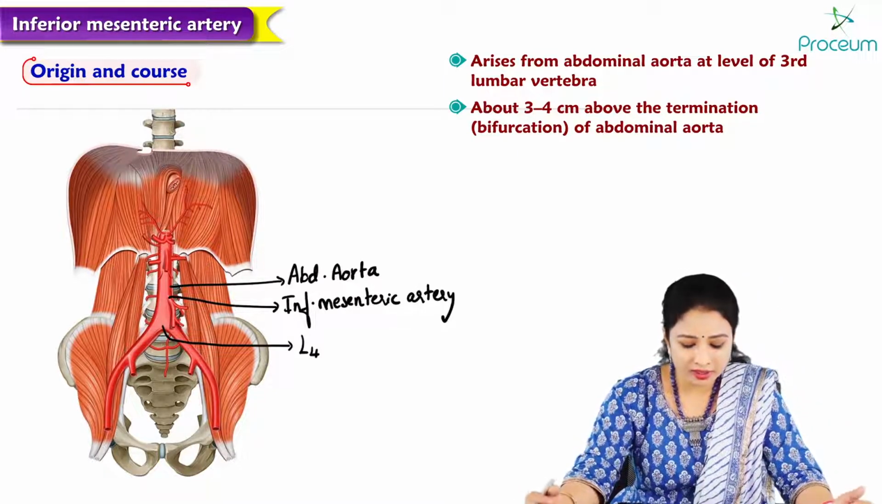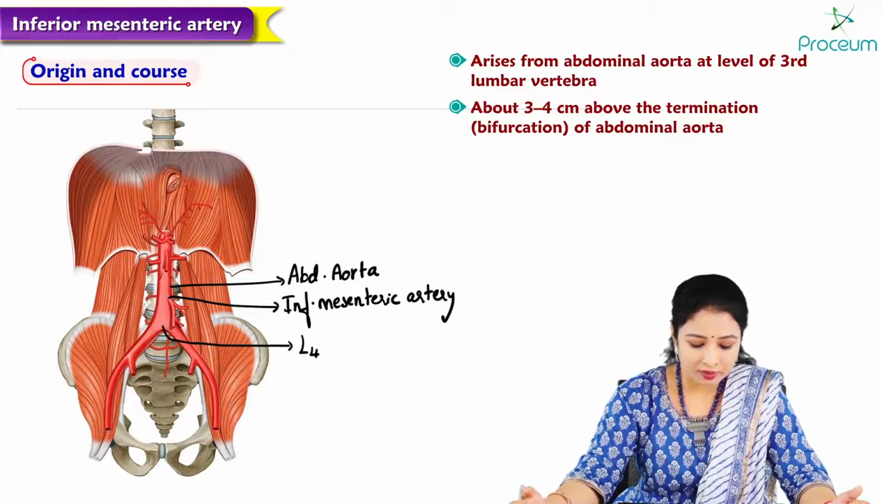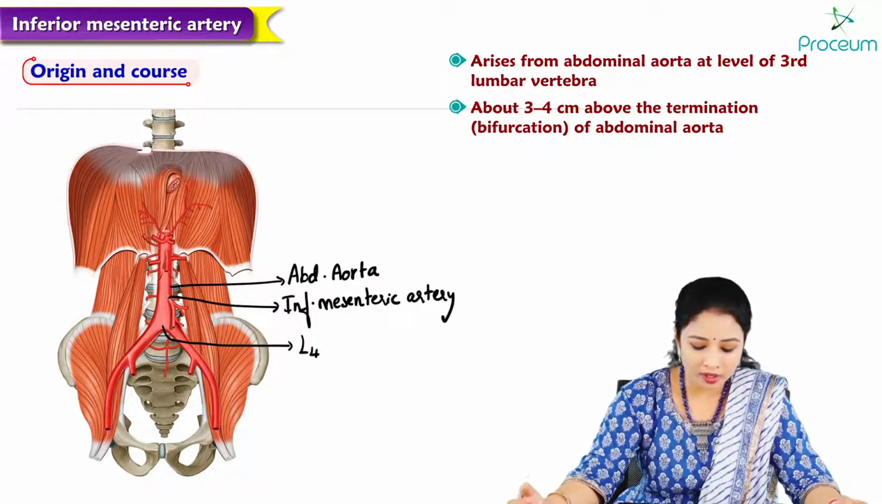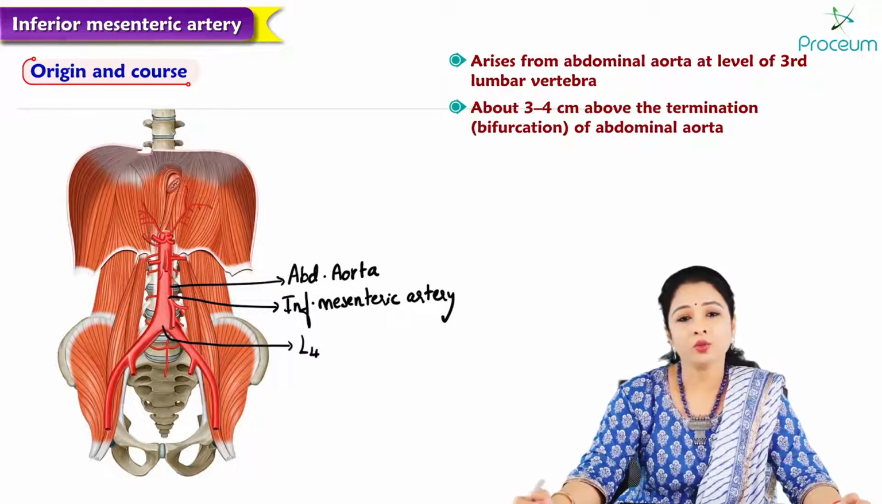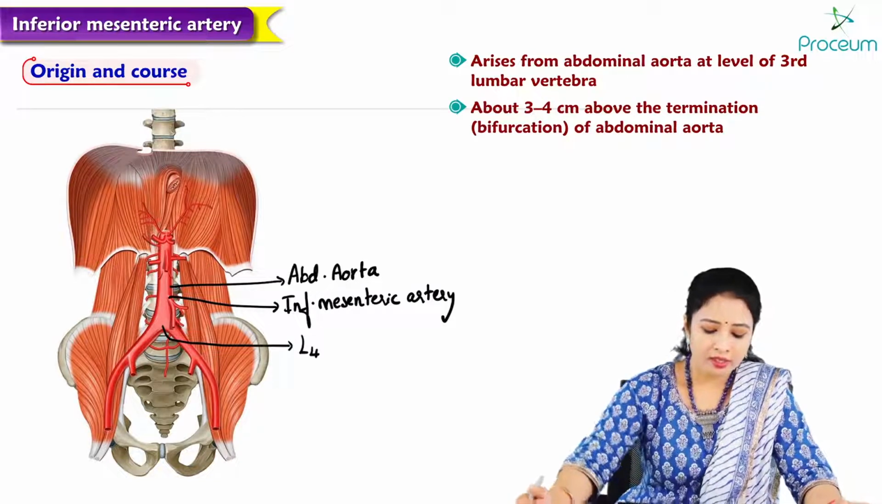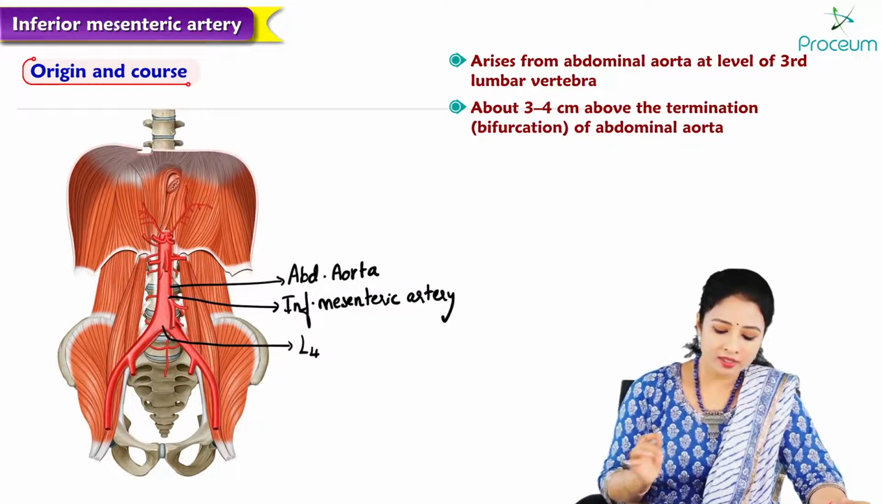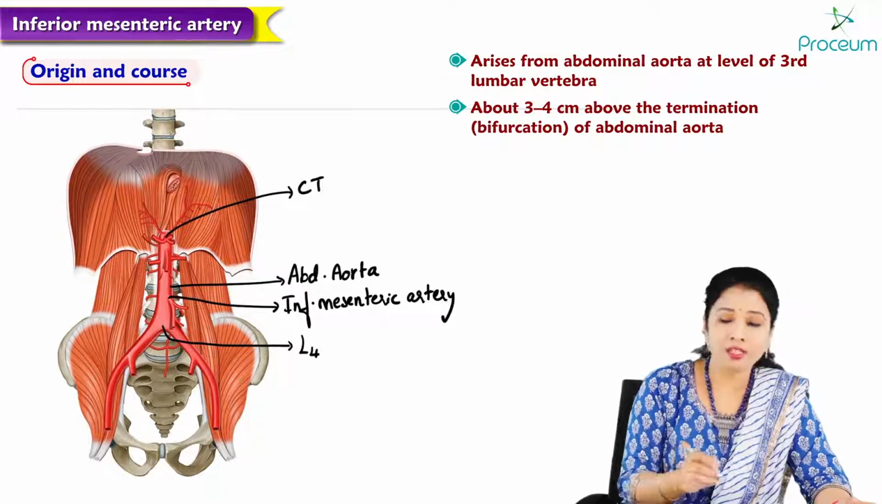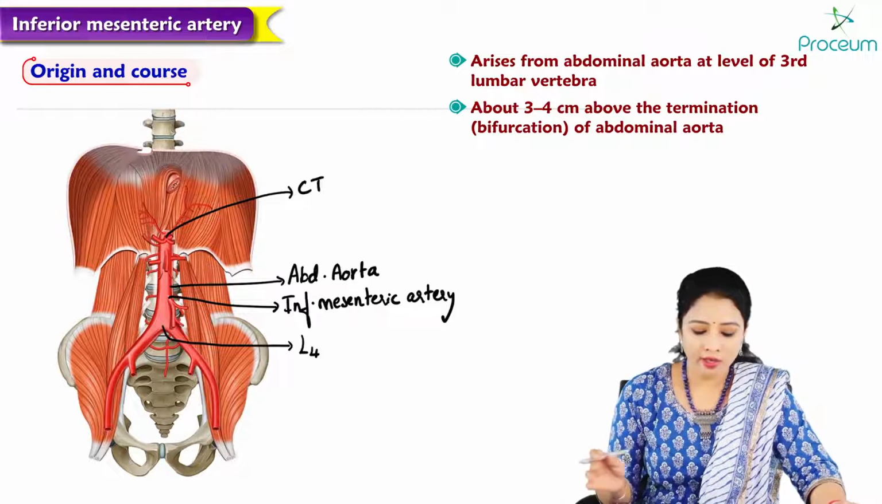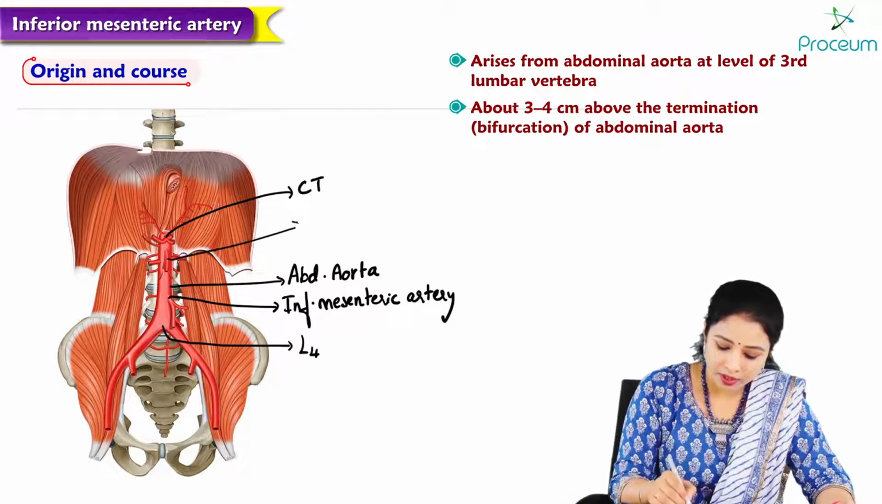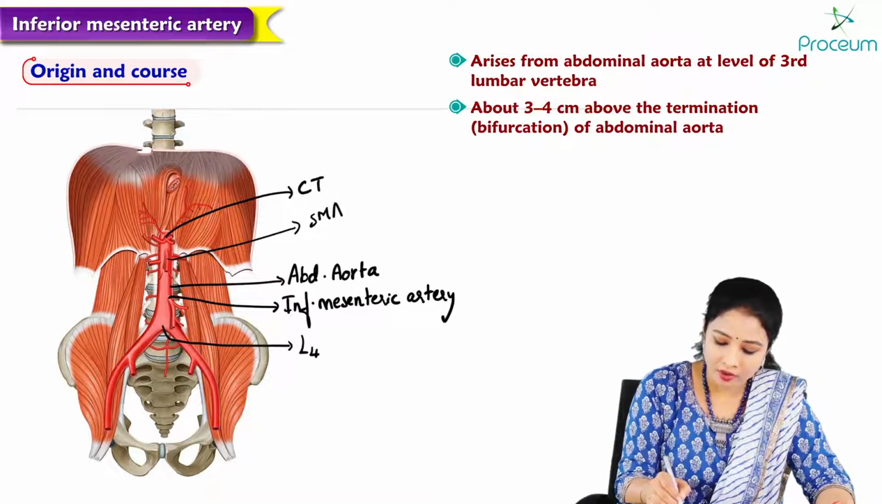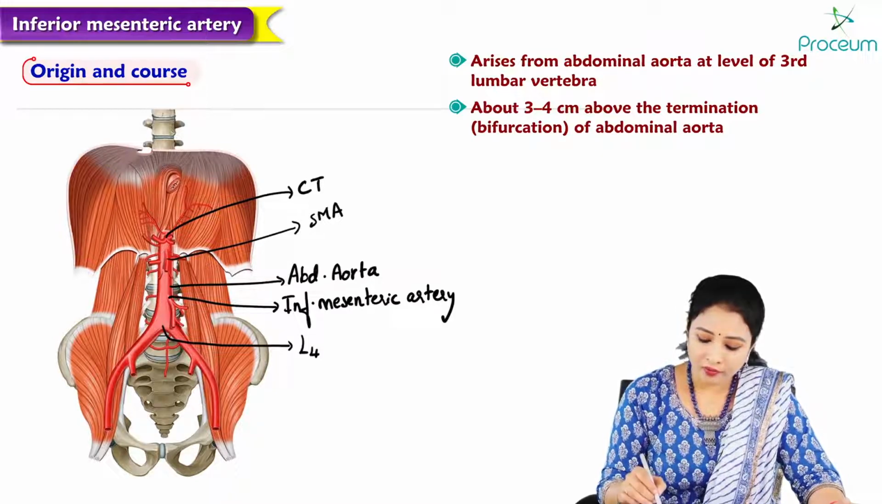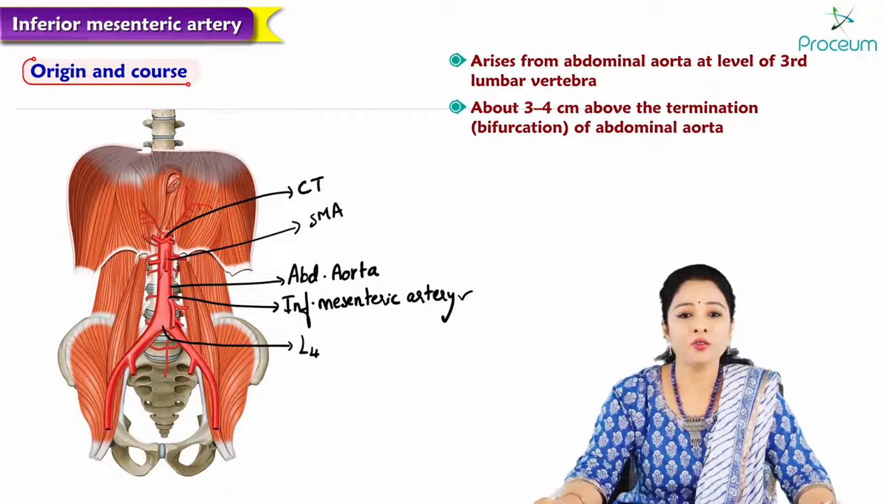So the inferior mesenteric artery, we can see it is arising from the ventral side of the abdominal aorta along with the other two unpaired major arteries. The unpaired major ventral branches are, first, the celiac trunk, which is the artery of the foregut. Then the superior mesenteric artery, which is the artery of the midgut, and the inferior mesenteric artery is the artery of the hindgut.